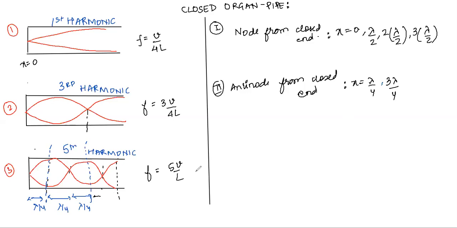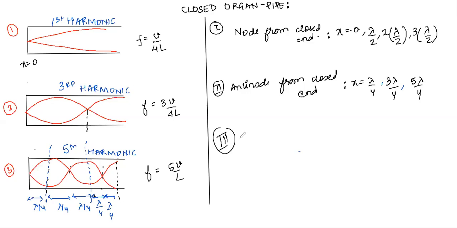Are you clear, Atul, what I'm talking about? We have to find out the position of antinodes from the closed end. So you had the first one as lambda by 4, the next one at 3 lambda by 4, and the even further one at 5 lambda by 4.